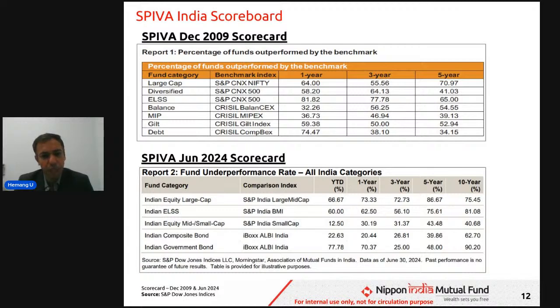So similarly in 2024, these numbers have gone pretty high. Now if you compare again the first line item of large cap, you see that in a 1 year period, 73% of funds, that is active large cap funds, underperformed the index, that is the S&P India Large Mid Cap Index. Similarly, for a 3 year period, it becomes 72%, and for 5 year it becomes 86%. The percentage keeps increasing, right?